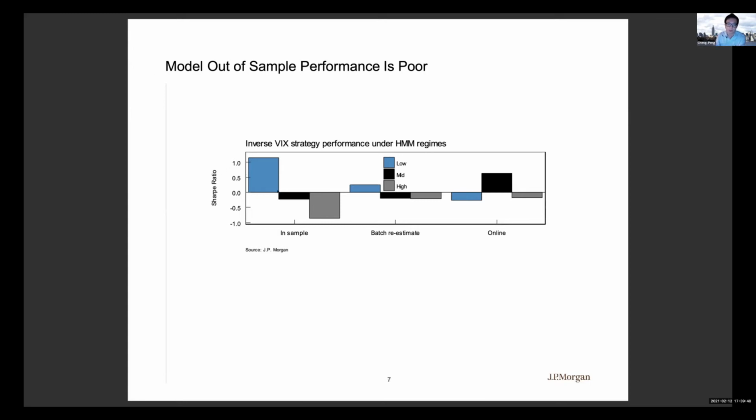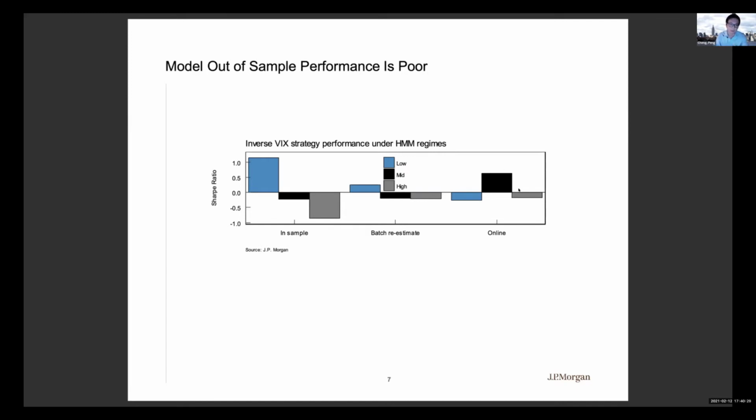So in slide 7, on the leftmost part, you'll see the Sharpe ratios of the VIX strategy I showed you before. And that was estimated in sample. The difference between low vol regime and high vol regime Sharpe ratios is very pronounced, right? But if we do batch re-estimation, in other words, at every point in time we use only the data that is before T, and we re-estimate the HMM, and then we look at how the VIX strategy performs, then it becomes much, much worse. And if we use an online estimate, as I mentioned before, it gets even worse.